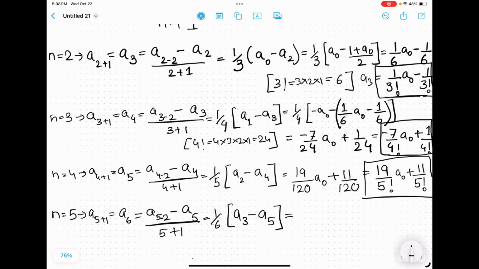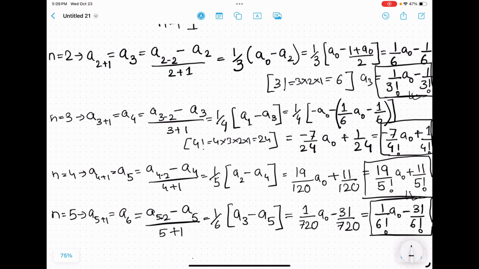If I plug in for my a sub 3, which is this one right here, and then my a sub 5, which is this one right here, we get the value 1 by 720 a sub 0 minus 31 by 720, which is the same thing as 1 by 6 factorial a sub 0 minus 31 by 6 factorial. Okay, all right. So I think we do have an idea of my pattern.